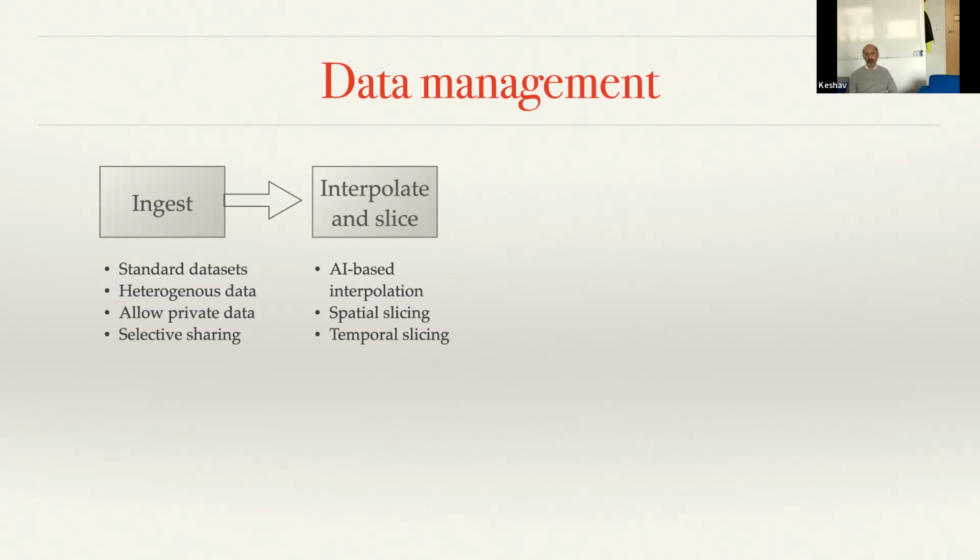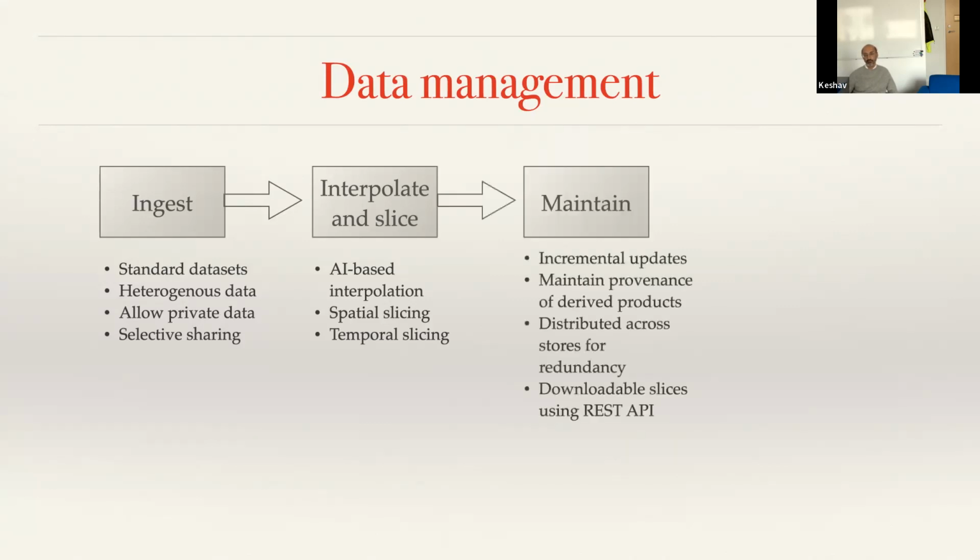Once we've ingested this data into our data management system, we want to interpolate missing values, upscale and downscale, and we can use AI for doing that. We also need to temporally and spatially slice it. So if you're only interested in the Brazilian Amazon, that will be spatial slicing. If you're only interested in things that happened in the last 5 years, that will be temporal slicing. So we have a spatial-temporal slicing problem that's essentially data pre-processing that we need to do. And we need to maintain it.